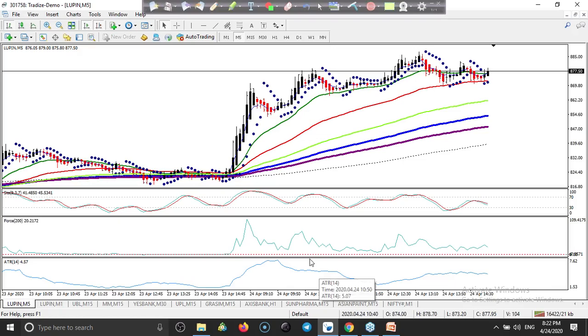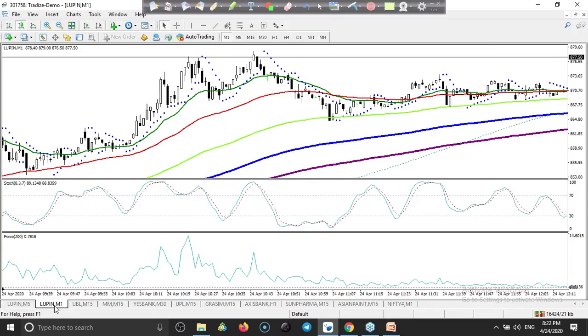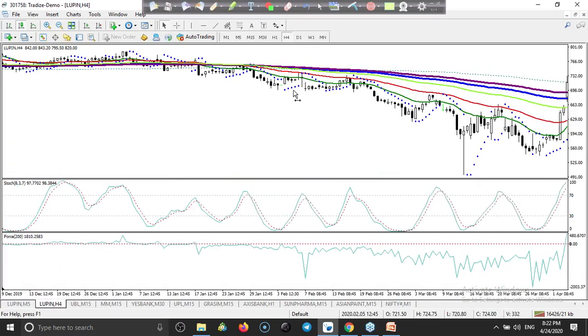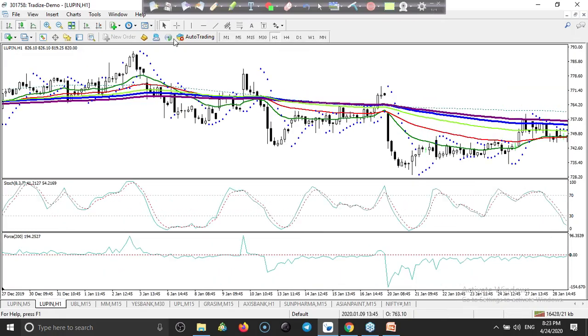All right. At the time, I'm here using stochastic for further confirmation. And I'm using this one. So here I can see a loop in, I place a loop in. At the time I'm using the H4 chart, and let me show you the H4 chart or H1 chart.